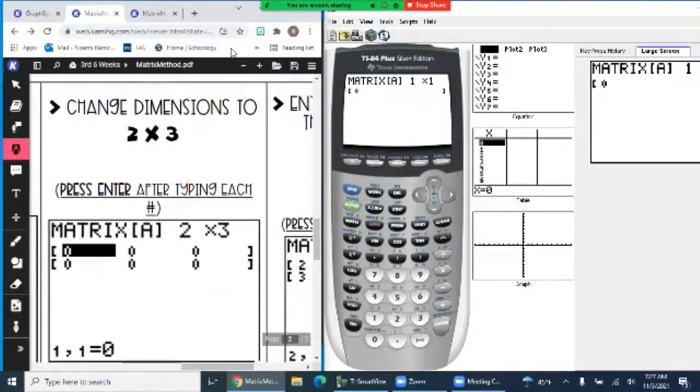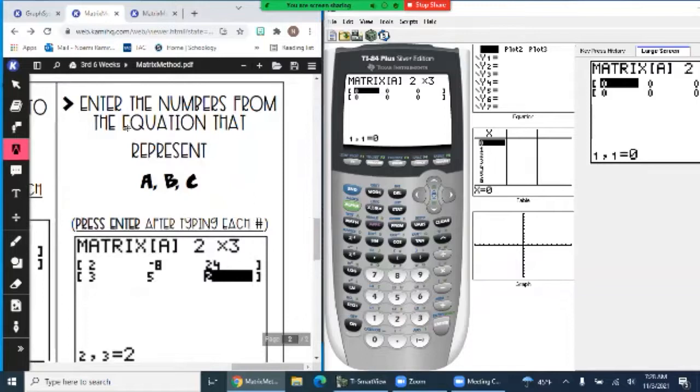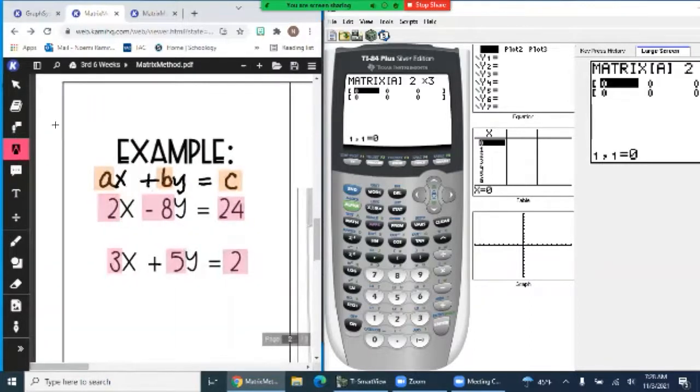Now it will say 1 by 1 whenever you first get to that screen. So you're going to have to change it to 2 by 3, and you're going to press enter after typing each number. So 2, enter, 3, enter. Then you'll have 2 rows for 2 equations and 3 columns of zeros where you'll be entering these numbers. I'm grabbing this 2, this -8, and 24, 3, 5, and 2. All those 6 numbers come from your equations.